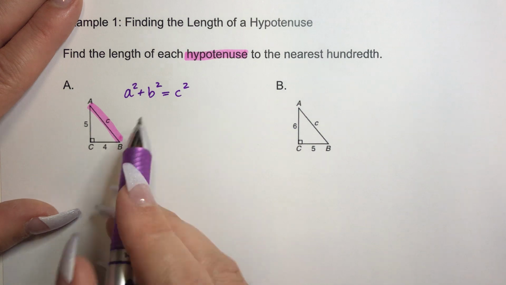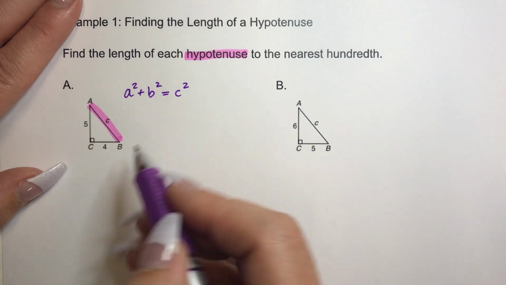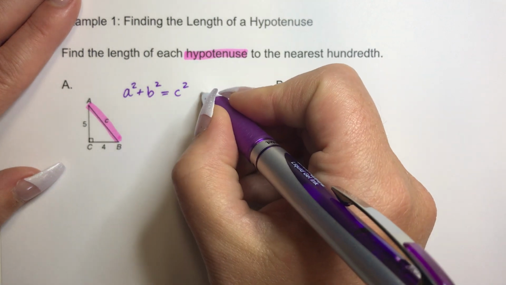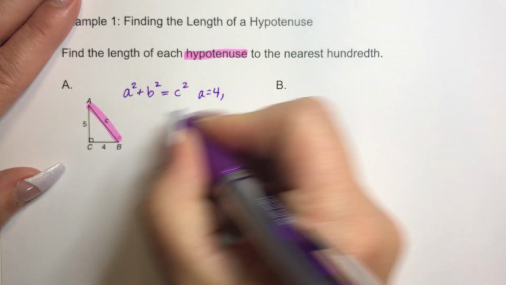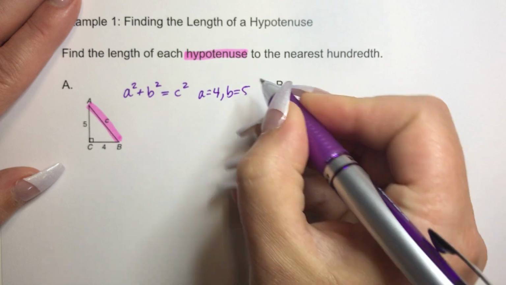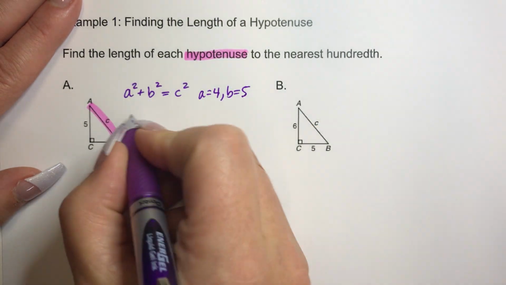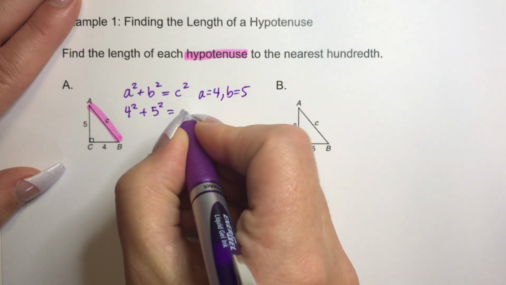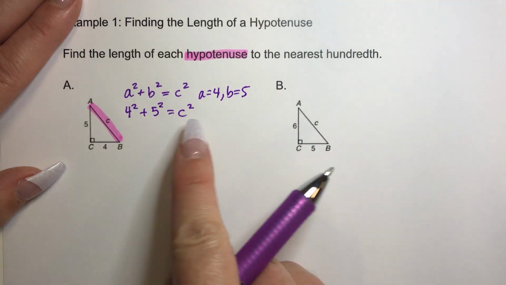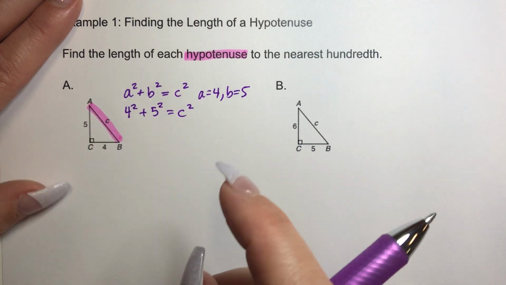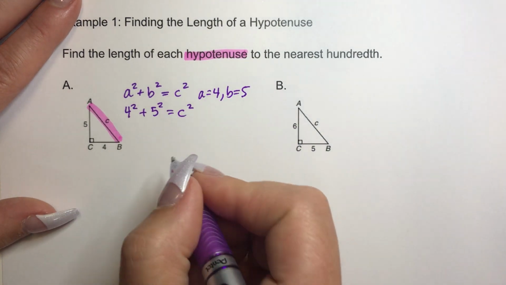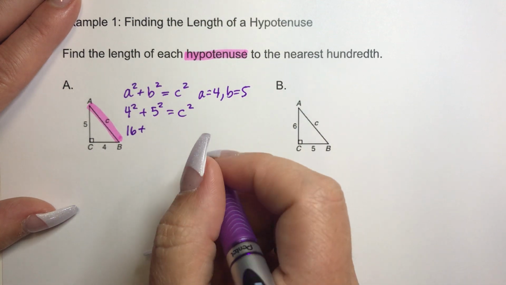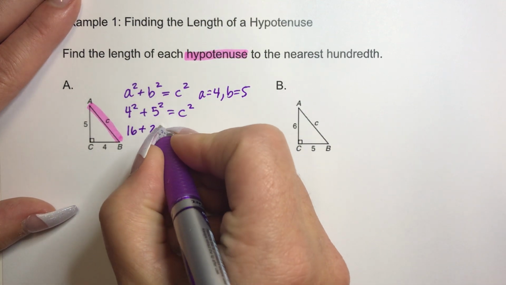We're going to define our terms. It doesn't matter which one we call a and b. I'm just going to pick one. So I'm going to call this one a. A is equal to 4 and b is equal to 5. Then I'm going to substitute those values in. So I get 4 squared plus 5 squared equals c squared. Okay? Now I'm solving for c, which is the hypotenuse. 4 squared is the same thing as 4 times 4, which is 16, plus 5 squared is the same thing as 5 times 5, which is 25.